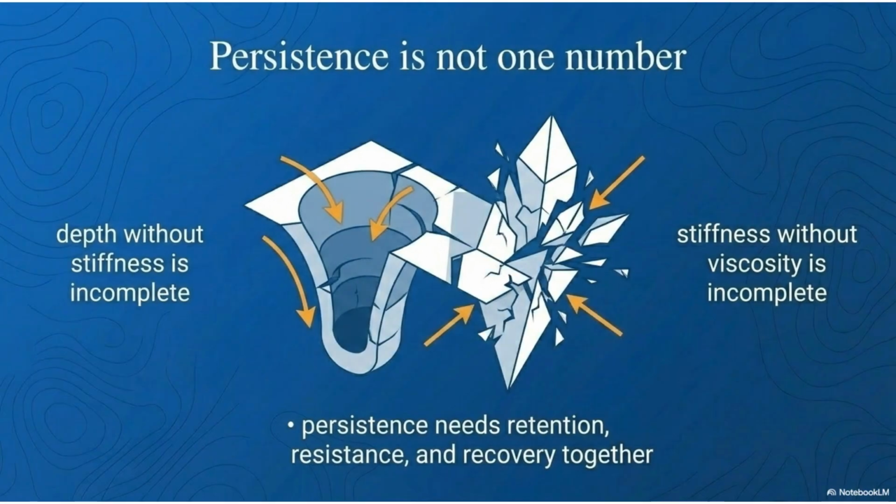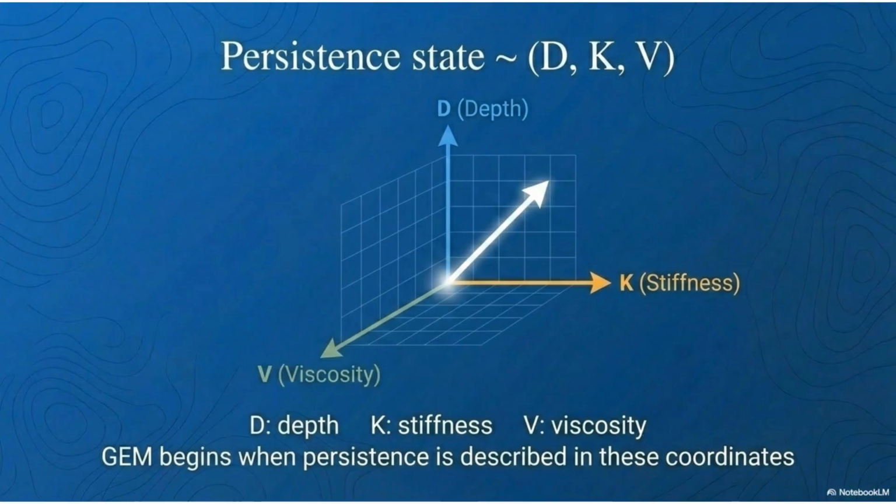Persistence is not a single number. Depth without stiffness is incomplete, and stiffness without viscosity is incomplete. Persistence requires retention, resistance, and recovery together. The persistent state can be described in coordinates D, K, V. GEEM begins when persistence is described using these three axes: depth, stiffness, and viscosity.